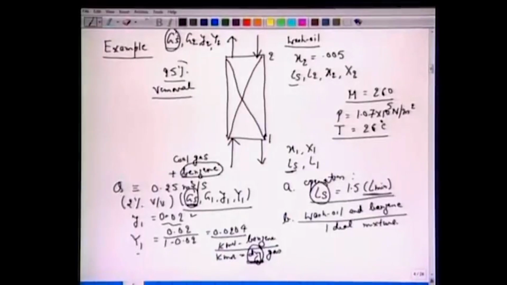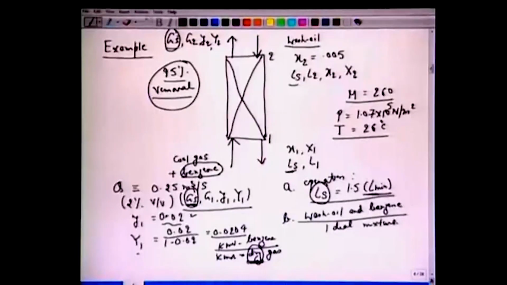Now it says 95% removal, which means immediately we can say that capital Y2 is 0.0204, which is what we calculated, and we require 95% removal, so the remaining is 0.05. So we have Y2 as 0.00102, and the unit is the same as what we have written here, kilomole of benzene per kilomole of dry gas. So now we know Y2, we know Y1.